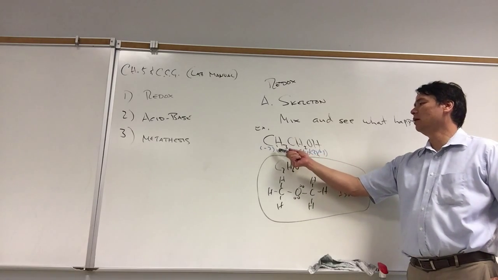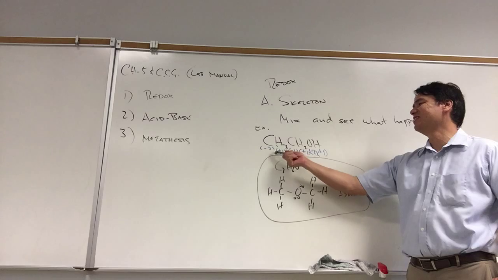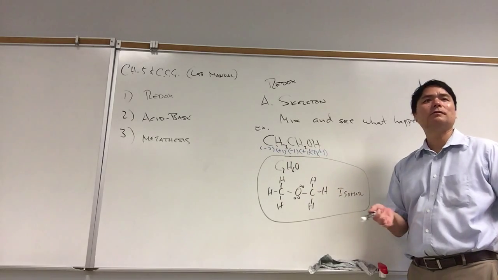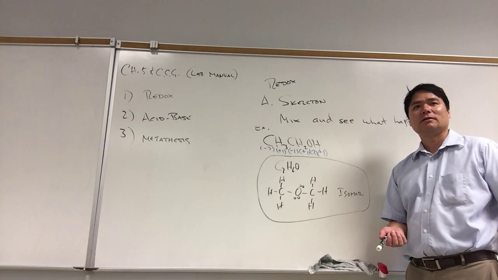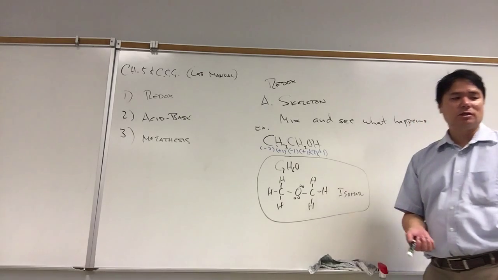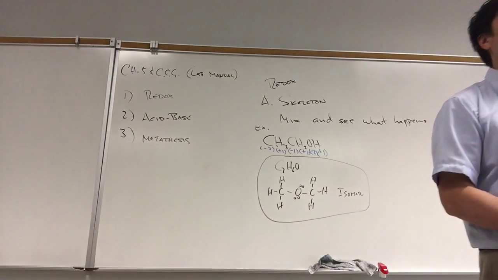But here, I look at the carbons. Look at the carbons. What do you see? -3, -1. What's your first guess? Do you know the range? Can somebody just tell me the range of oxidation states for carbon?